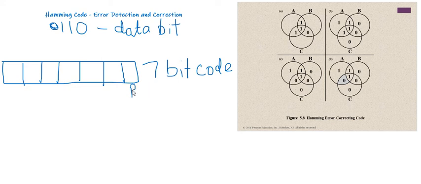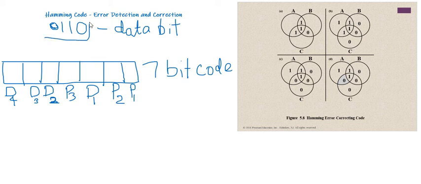This is parity bit 1 and this is parity bit 2. P2 means parity bit 2. Now comes the data bit 1. This is D1. And then parity bit 3. And now come the remaining data bits, which are D2, D3, and the last one is D4.